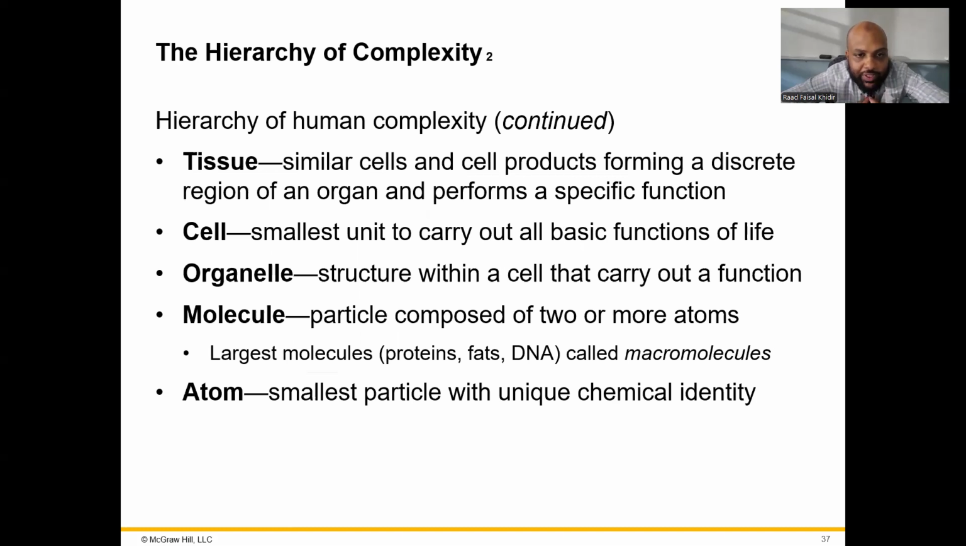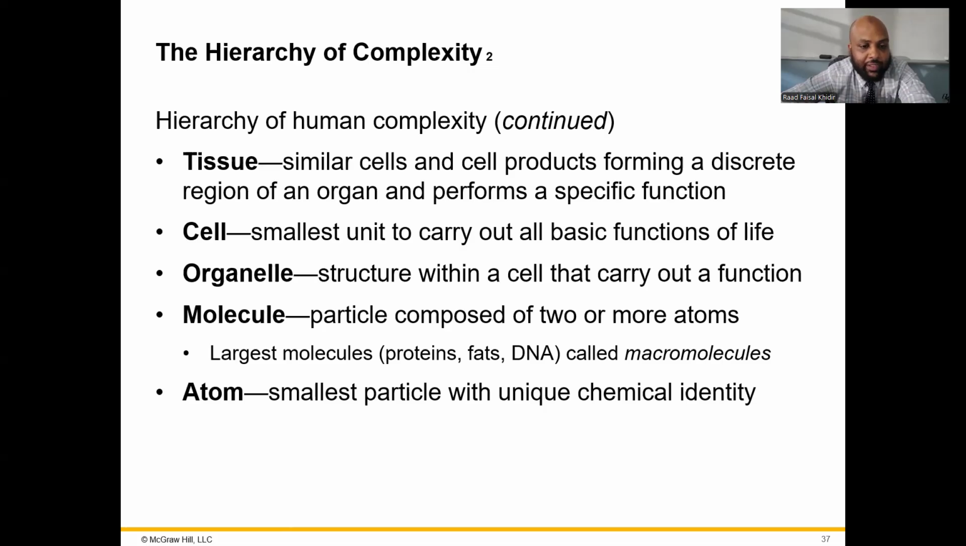Tissue. So tissue is similar cells and cell products forming a discrete region of an organ and performs a specific function. So that's the tissue. Tissue is made up of the cells. So we have similar cells and cell products forming a discrete region of an organ that performs a specific function. Cells. Cells are the smallest unit to carry out all basic functions of life.